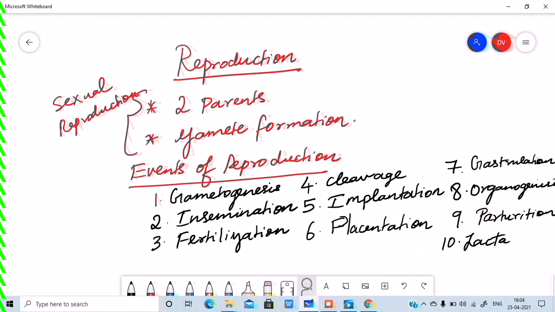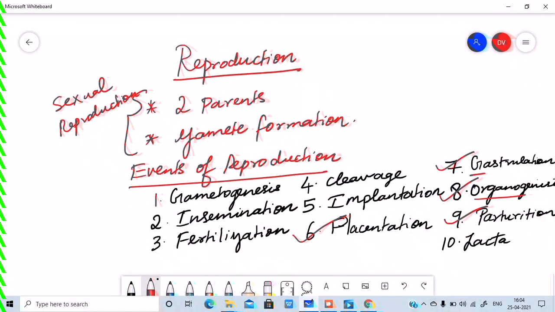Yes guys, so immediately after implantation what happens is placentation, right? The implanted embryo has to be nourished, so the placenta forms. And next you have the gastrulation, right, where the germ layer formation happens so that the organs can develop from the germ layers. So the next step is organogenesis, right? Genesis is formation, organo is the formation of organs. And finally the baby is ready and the act of giving birth, which is delivery, is known as parturition.